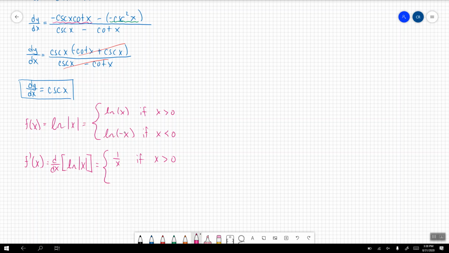So let's go ahead and take the derivative. That's going to be 1 over negative x multiplied by the derivative of the inside. The derivative of the inside is negative 1. And again, this was if x was less than 0. But check that out. That now simplifies.